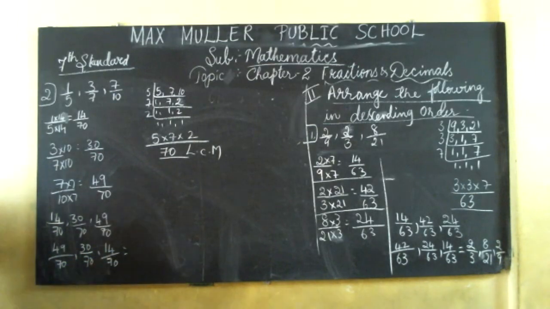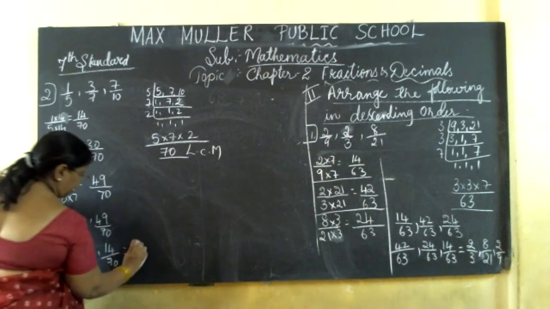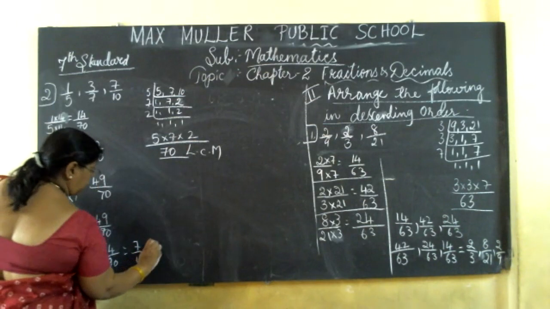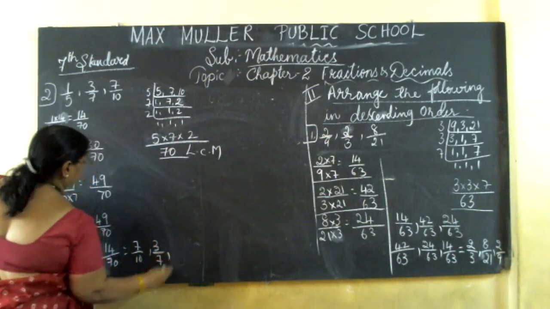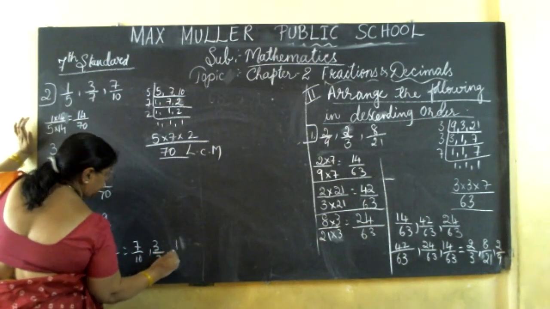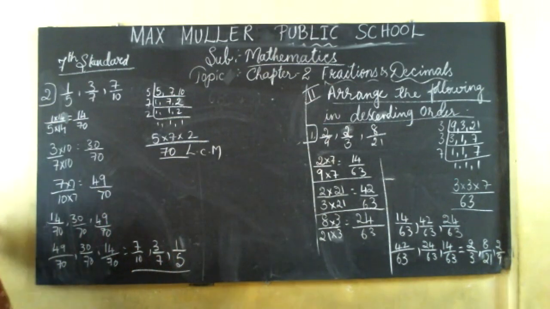That will be equal to, for 49 by 70, which fraction is there? 7 by 10. For 30, 3 by 7. Then 14 means 1 by 5. This is your answer. Understood? Got it, children?